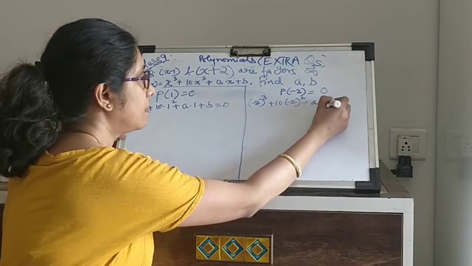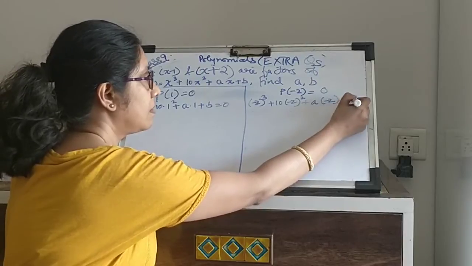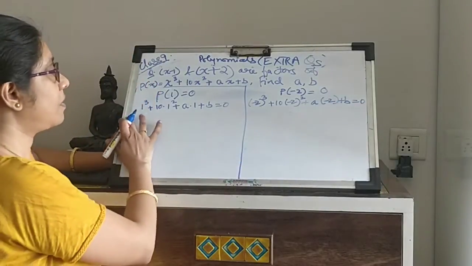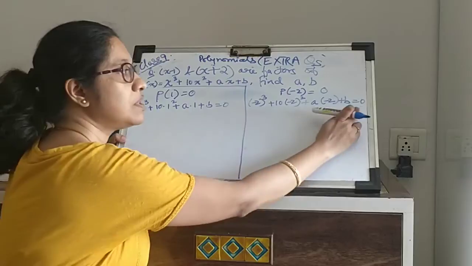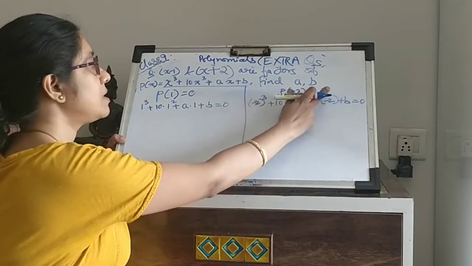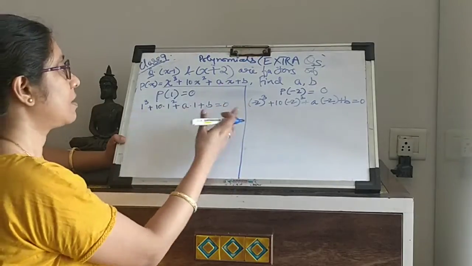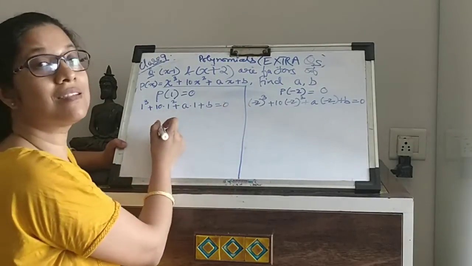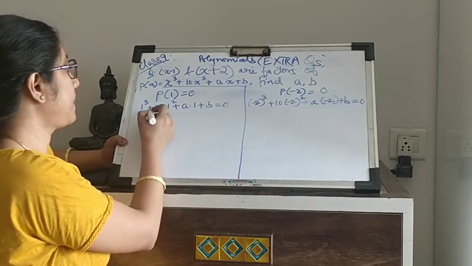Okay, so what do we see? The first line is nothing but a straightforward application of the factor theorem, which says p(-2) is 0 and p(1) is 0. Clear cut. All we need to do is just solve it.